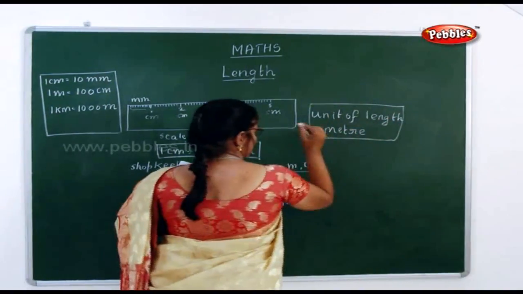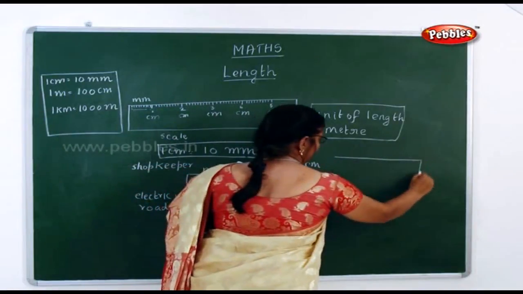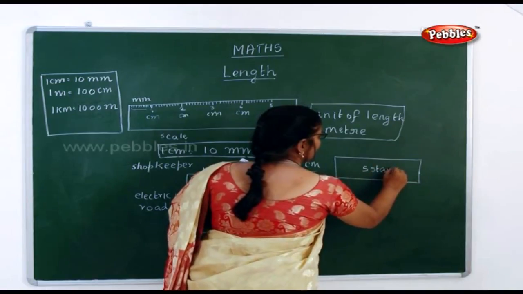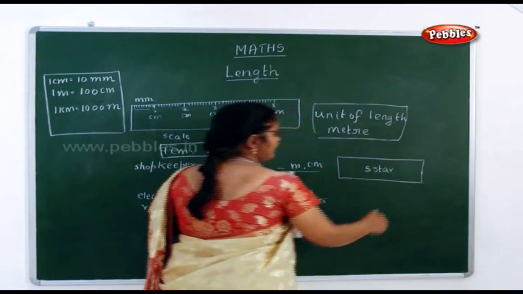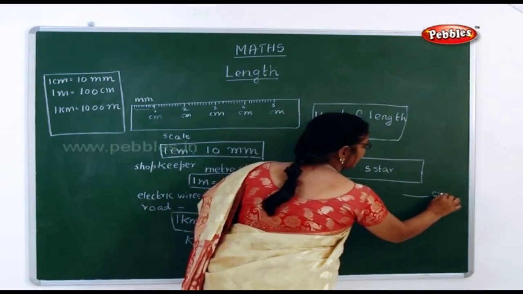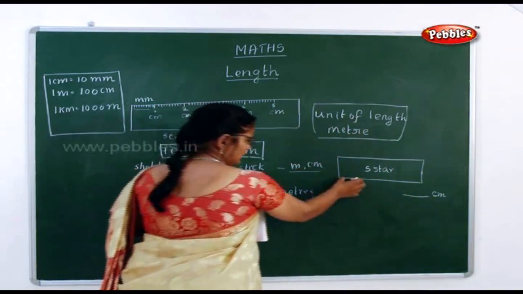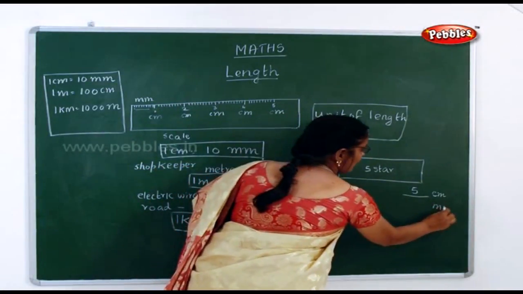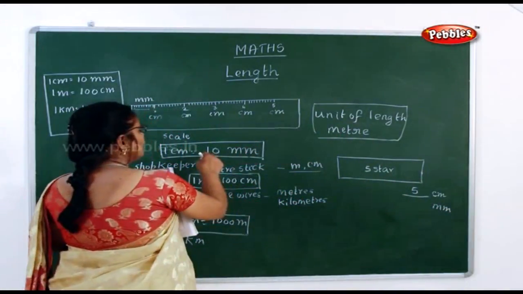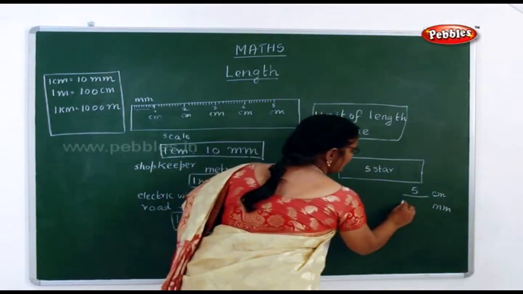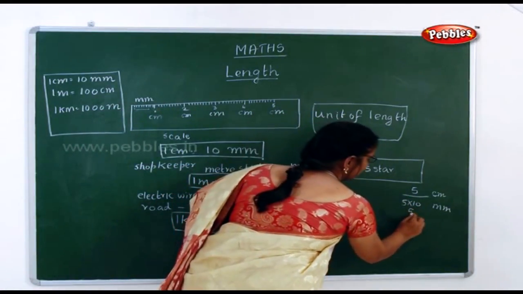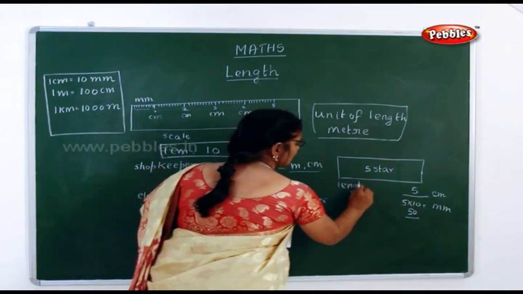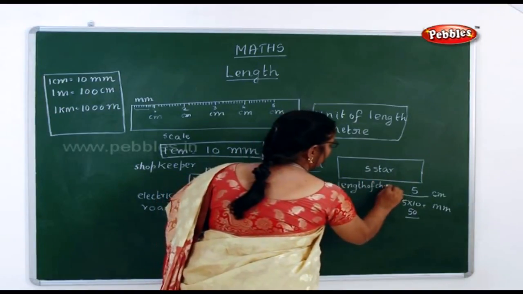Now I'll ask you one question. I think you must all have seen a chocolate bar. Anything, you can have Dairy Milk or 5-star, whatever it is. What is the length of the chocolate if you calculate in centimeter? For example, I can tell you this will be 5 centimeter. Now, when I ask in millimeter, how will you do it? You have to do 5 into 10. What is 5 into 10? It is 50 millimeter. This is the length of the chocolate bar.